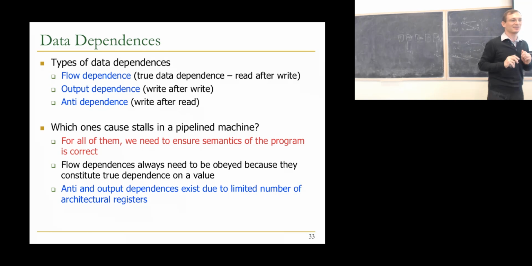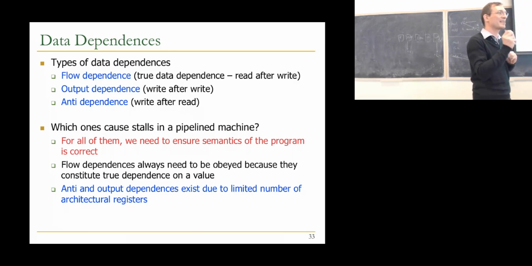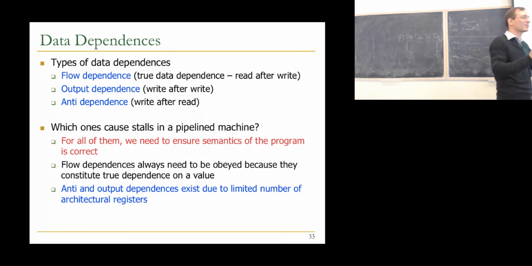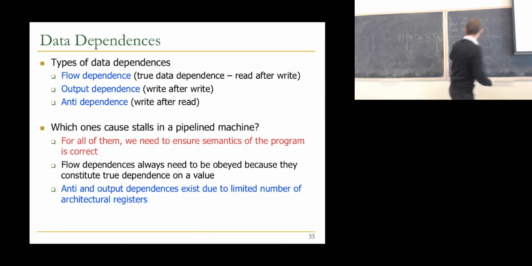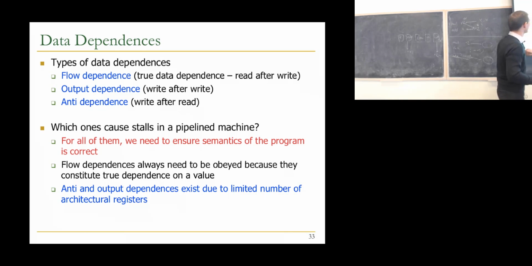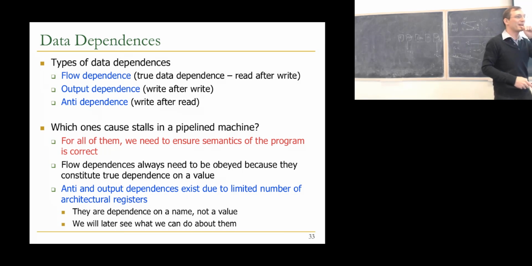That's it. Think about data flow now. Data flow never actually has this kind of dependence. Remember data flow from the first lecture? The only dependence is that you always have values communicated between instructions. You never communicate these values between these instructions. So keep this in mind. These depend on a name, not a value, and we'll later see what we can do about them.